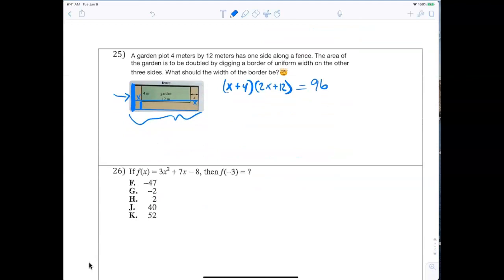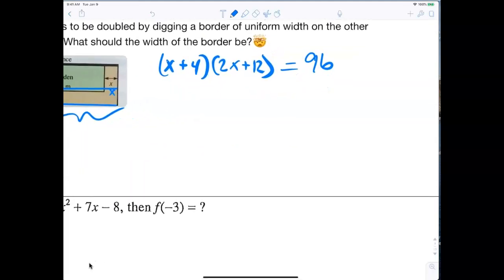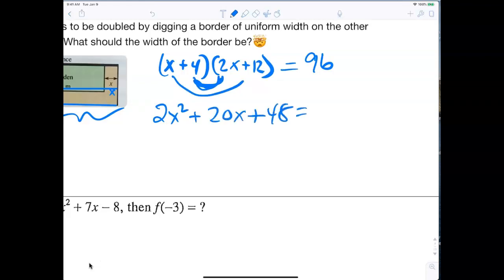All right, setting it up. Is everybody happy with that? All right, so now let's multiply that. You should be getting quicker at the multiplication. So if I multiply x plus 4 times 2x plus 12, let's go. What is it? How much is that? Good. Plus 20x. Plus what? Equals. So now I move the 96.